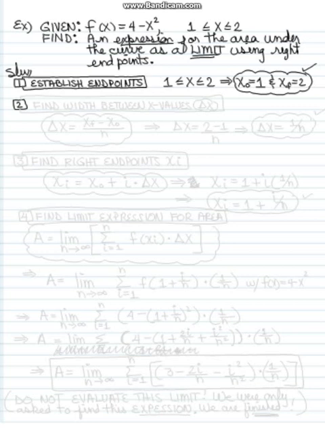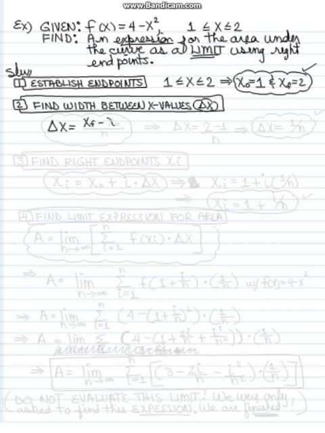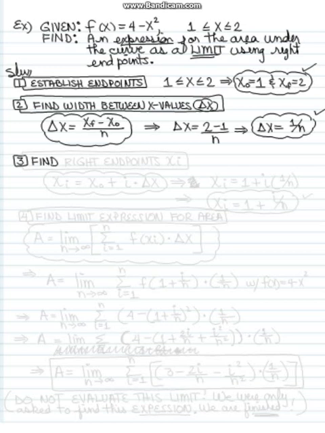Step 2, we're going to find the width in between each of the x values, and that width is going to be called delta x. Well, we have a formula for that. Delta x is equal to x final minus x initial over n, the number of rectangles, or number of divisions on the x-axis, same thing. So that gives us delta x equals 2 minus 1 over n, so that's delta x equals 1 over n. We were not told how many rectangles to use, so we'll just leave n general.